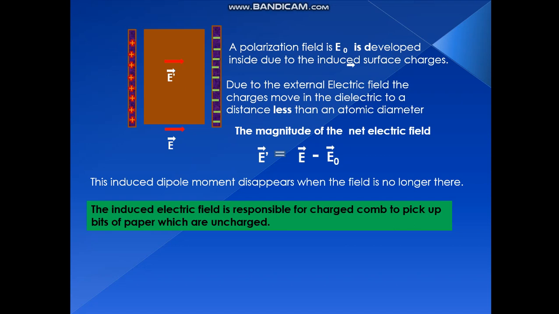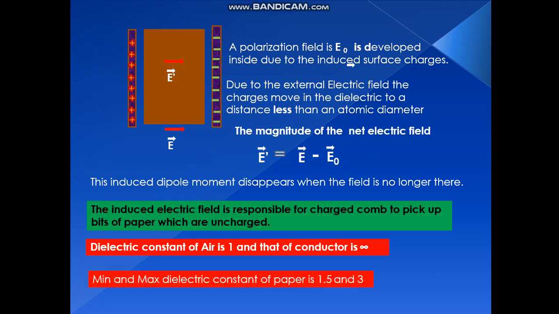The induced dipole moment disappears when the field is no longer there. The dielectric constant of air is 1 and that of a conductor is infinity. The minimum and maximum dielectric constant of paper is 1.5 and 3, and there are numerous examples.